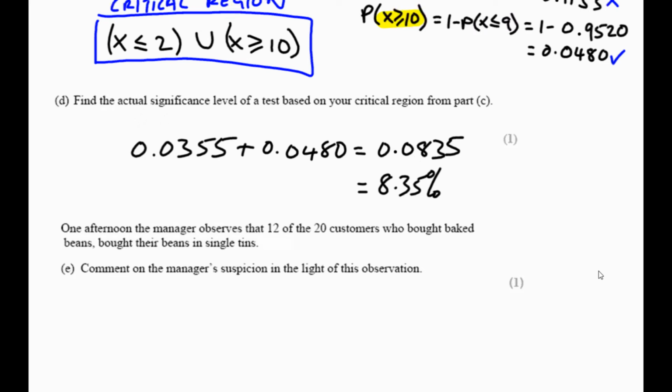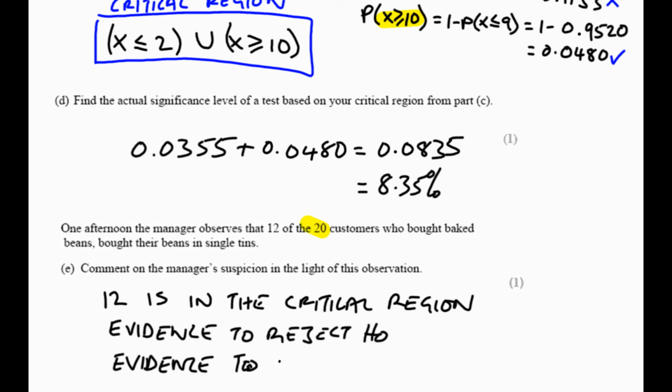So moving on. One afternoon, the manager observes 12 of the 20 customers who bought their baked beans in single tins. All right, so our observed value right here is 12. Comment on the manager's suspicion in the light of this observation. Really, the question is: is this significant or not? Well, it is in the critical region, meaning that actually there's enough evidence to reject H0. So there's evidence to support the manager's suspicion.